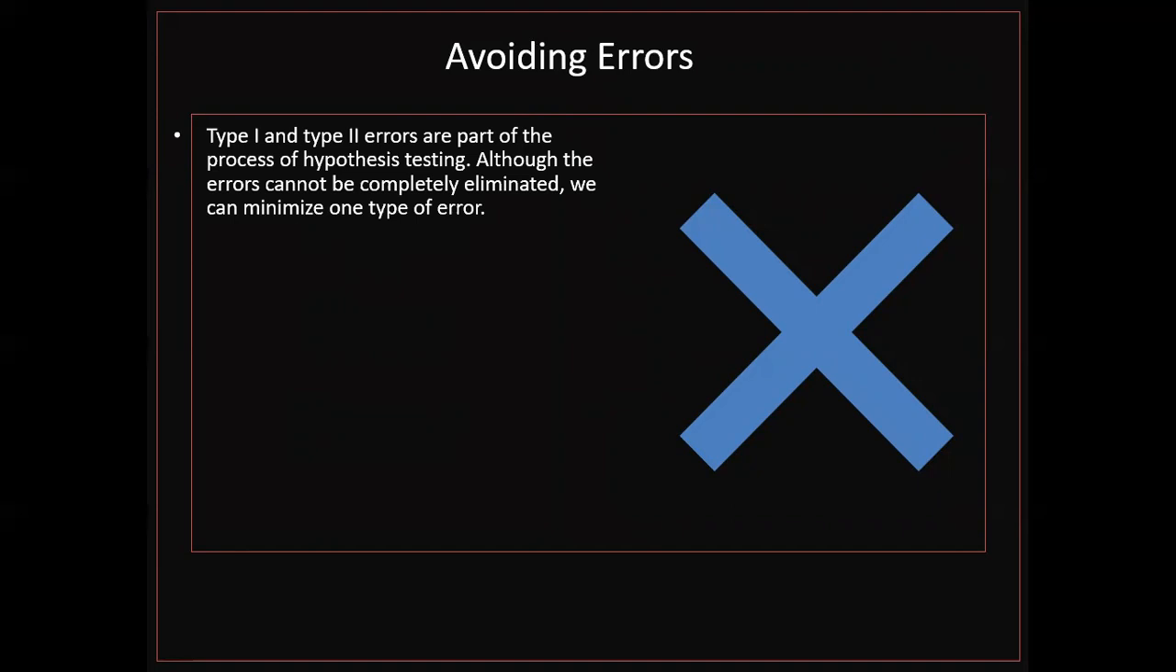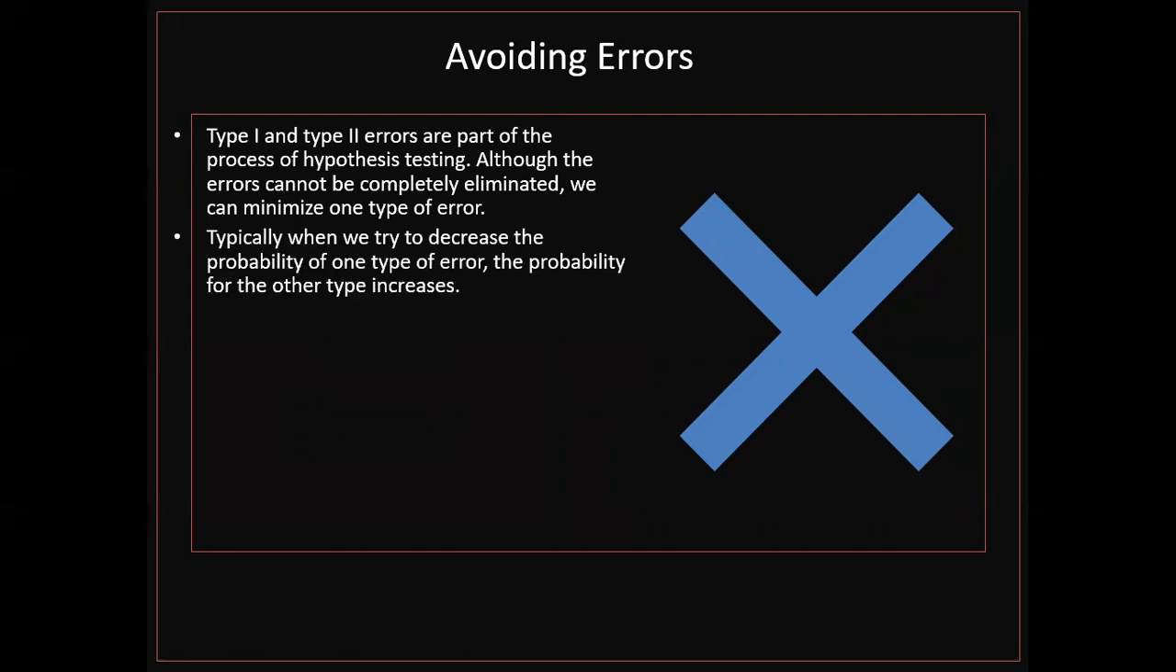And that's why psychologists agree on the 5%. They favor the 5% level of significance as it best balances the risk of making a type 1 or a type 2 error. So it's all about this risk management. That 5% allows for better risk management. Typically, when we try to decrease the probability of one type of error, the probability of the other increases.